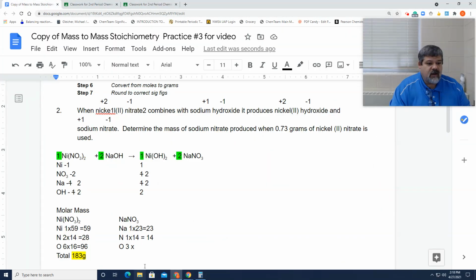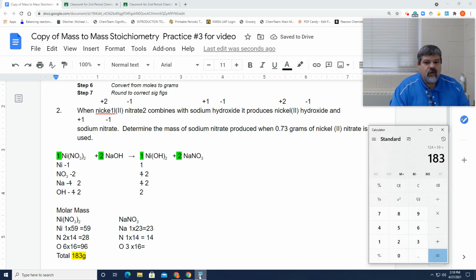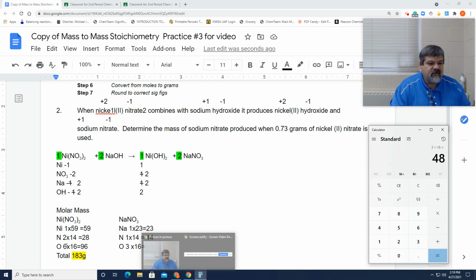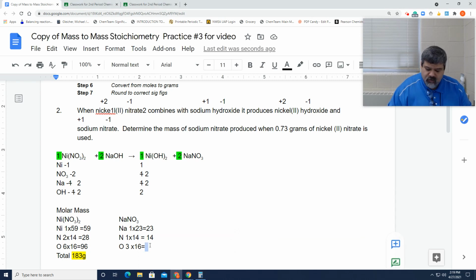So we're going to put in our 16, and that's going to equal 3 times 16. Again, if we don't know what that answer is off the top of our head, we can take our 3, multiply that by 16, and we know that it's 48. So we put 48 right there. Now we're going to add all those up.